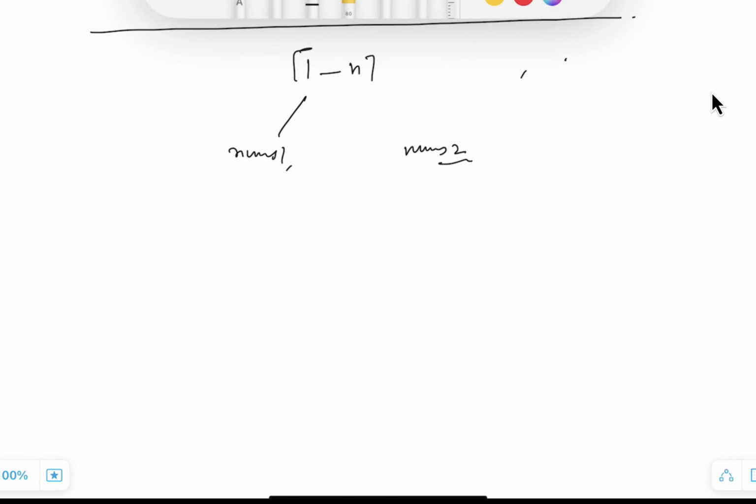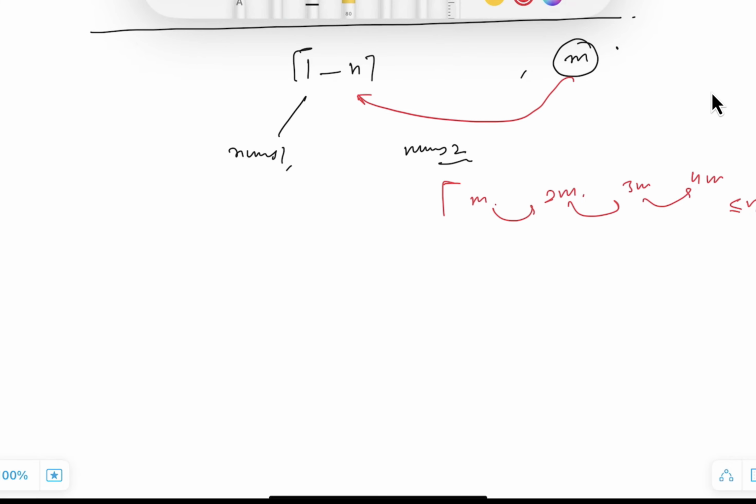Sum of all the numbers which are divisible by m. If I have to find the sum of all the numbers which are divisible by m in this range, what can I do? I don't have to run the whole loop of n size. What I can do is start with m, directly jump to 2m, directly jump to 3m, and directly jump to 4m, and so on, until it is less than or equal to n.